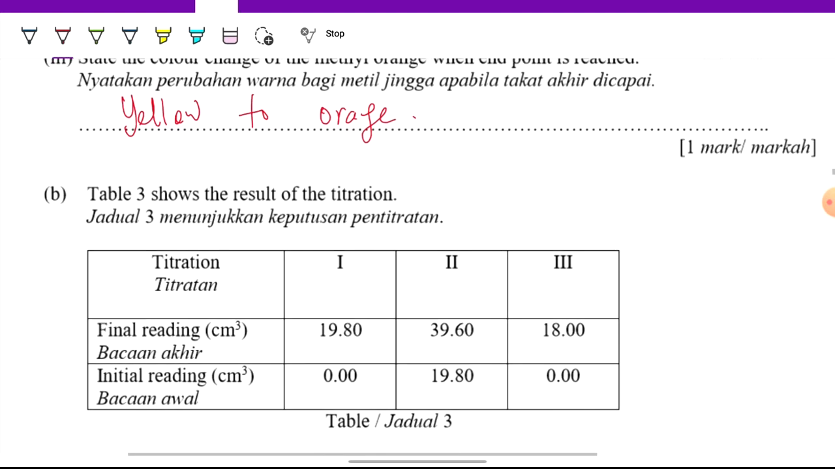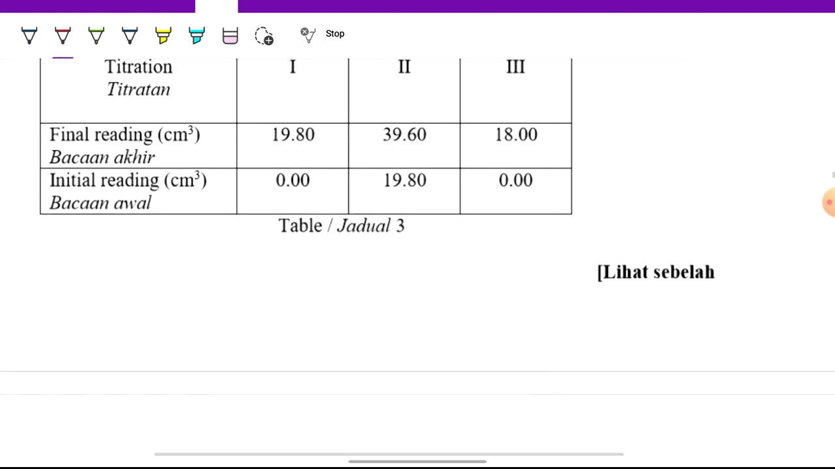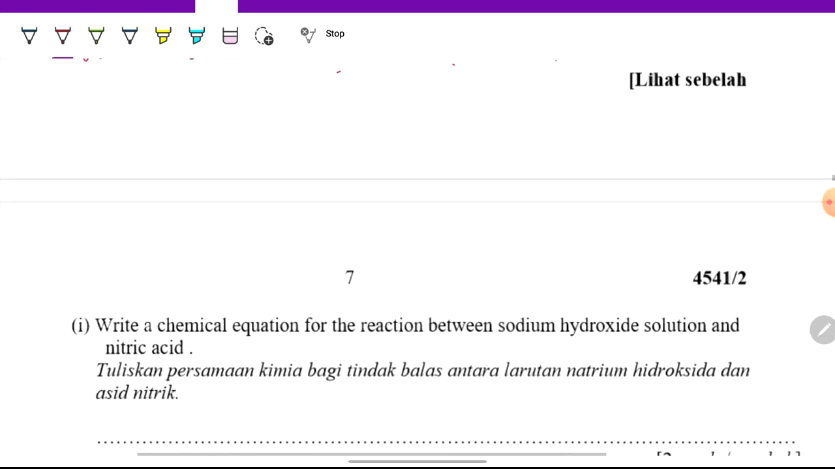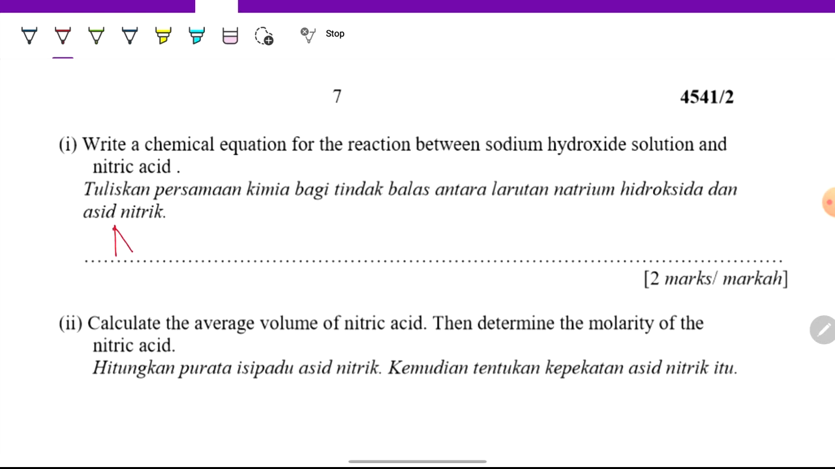Now part B. A table shows the results for the titration, with the final reading and the initial reading. We can find the volume of acid by using the final minus the initial, with a calculator. Now write the chemical equation for the reaction. Sodium hydroxide is NaOH, nitric acid is HNO3. You produce the salt sodium nitrate and water, H2O.